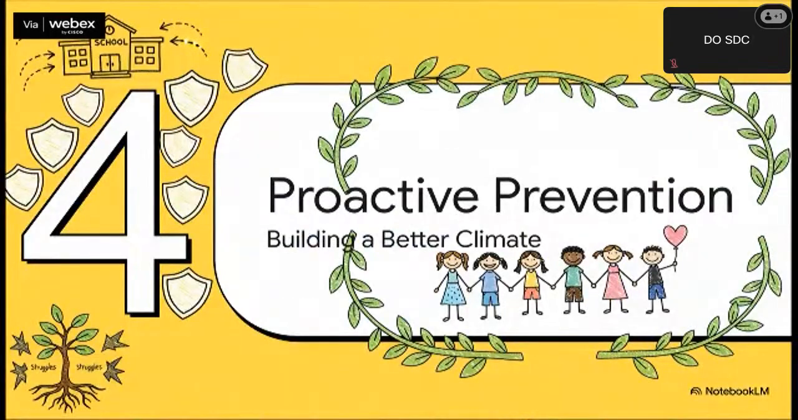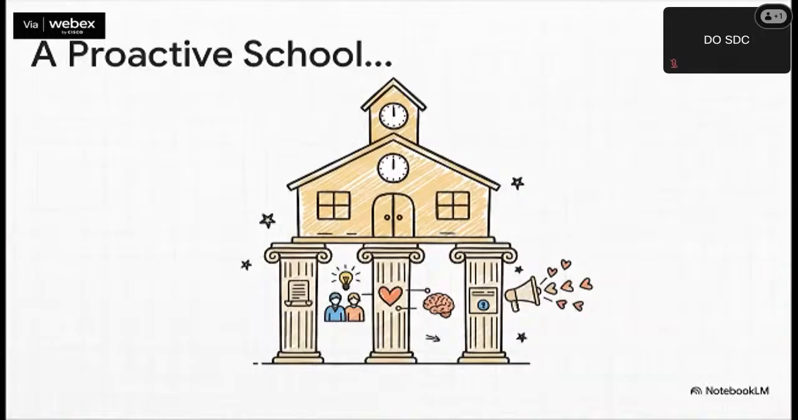So, responding to incidents is obviously crucial, but the real endgame, the ultimate goal, is to create a school culture where bullying just can't thrive in the first place. And that requires a proactive, school-wide game plan. So, what does one of these proactive, safe schools actually look like?